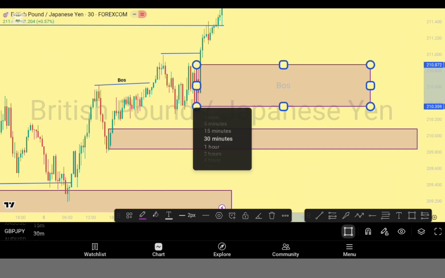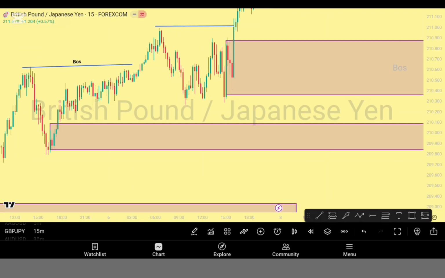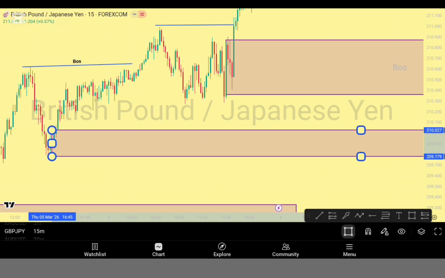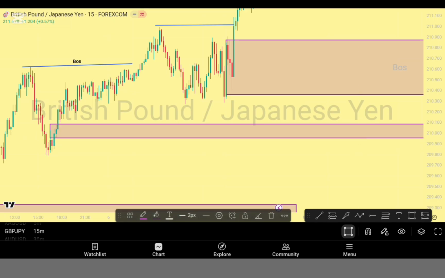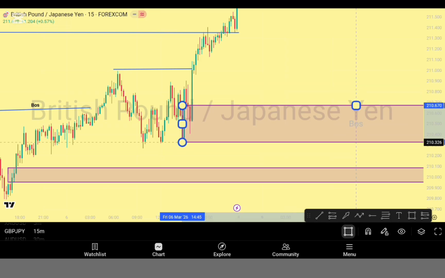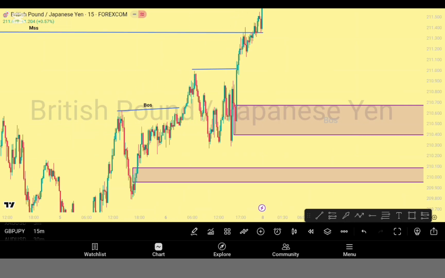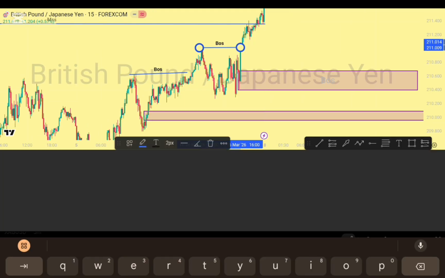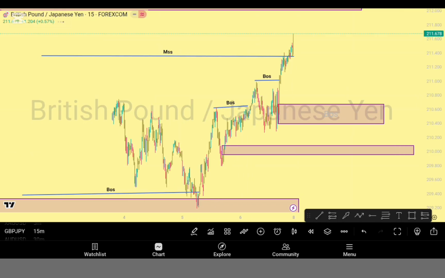Now 15 minutes. So in 15 minutes you can see it's been mitigated. Okay, a little bit. Okay, it has not been mitigated. So this is the origin, and in 15 minutes, this is a good order block to wait for price. So tell me, are you going to wait for the first or the second one?